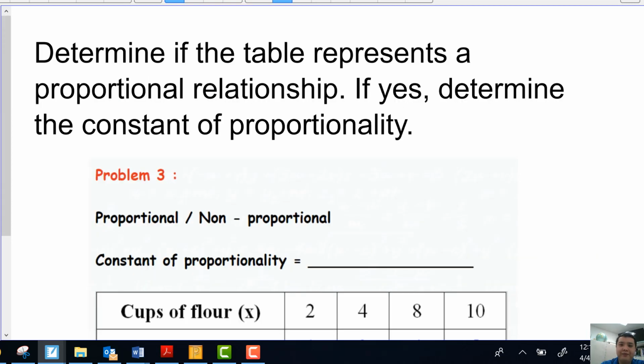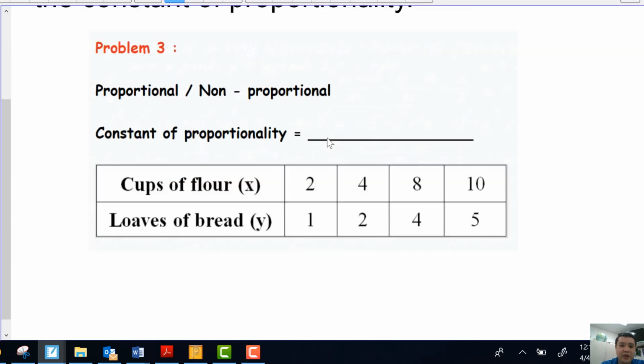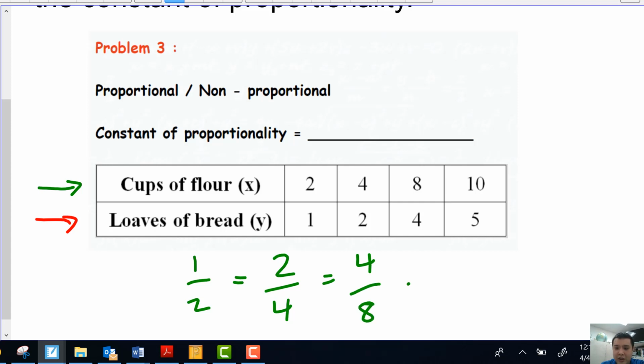Question number 3. Determine if this is a proportional relationship. So again, we're going to do the dependent variable divided by the independent variable. So we're going to do 1/2. If this is a proportional relationship, it should be equal to 2/4, which should be equal to 4/8, which should equal 5/10.